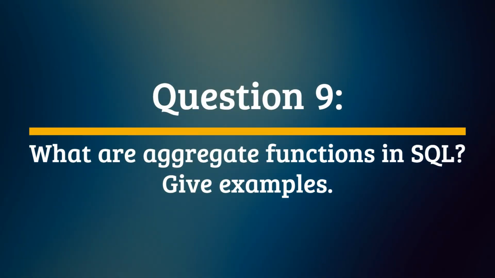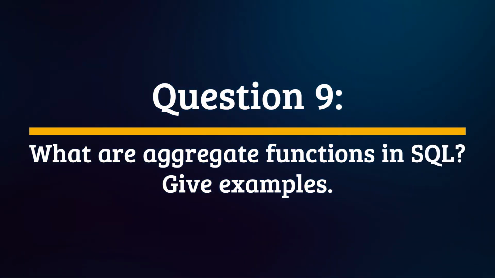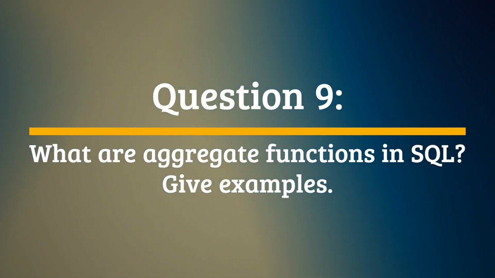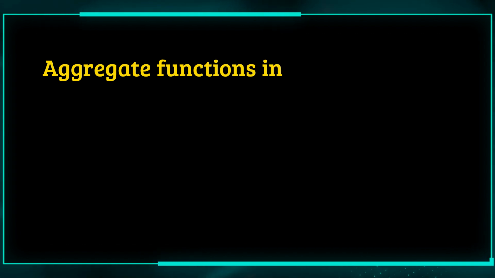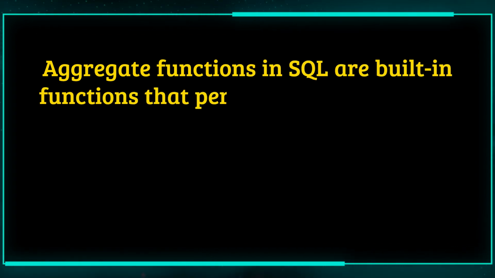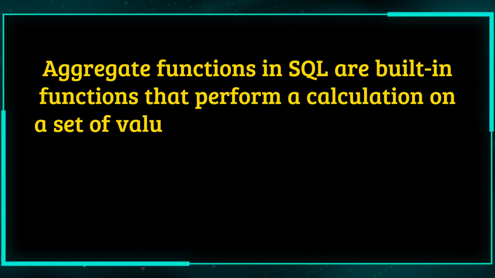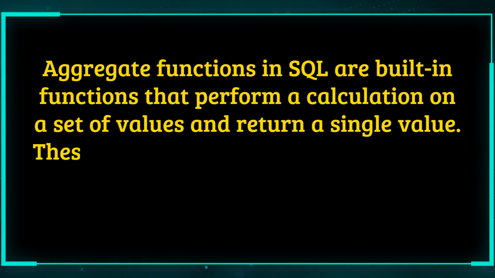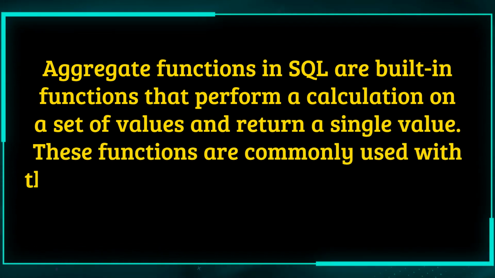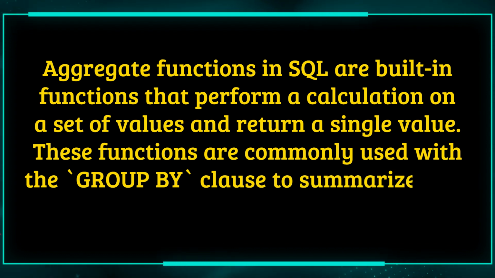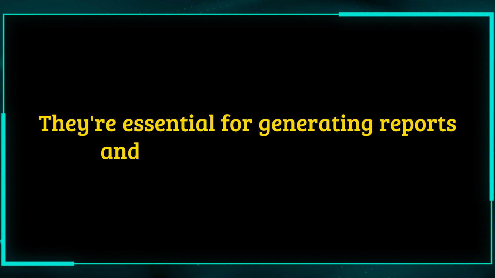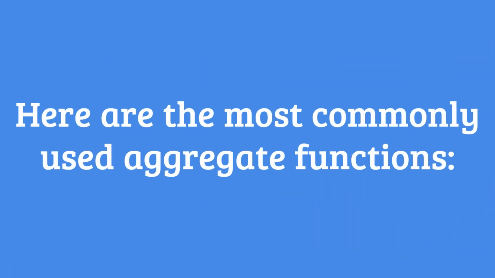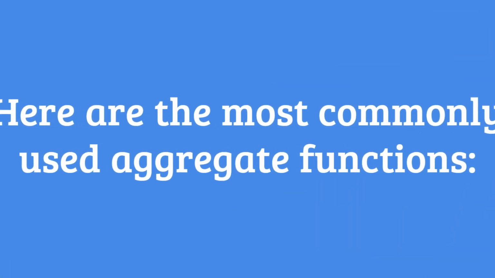Question 9. What are aggregate functions in SQL? Give examples. Answer. Aggregate functions in SQL are built-in functions that perform a calculation on a set of values and return a single value. These functions are commonly used with the group by clause to summarize data across rows. They're essential for generating reports and insights from raw data. Here are the most commonly used aggregate functions.